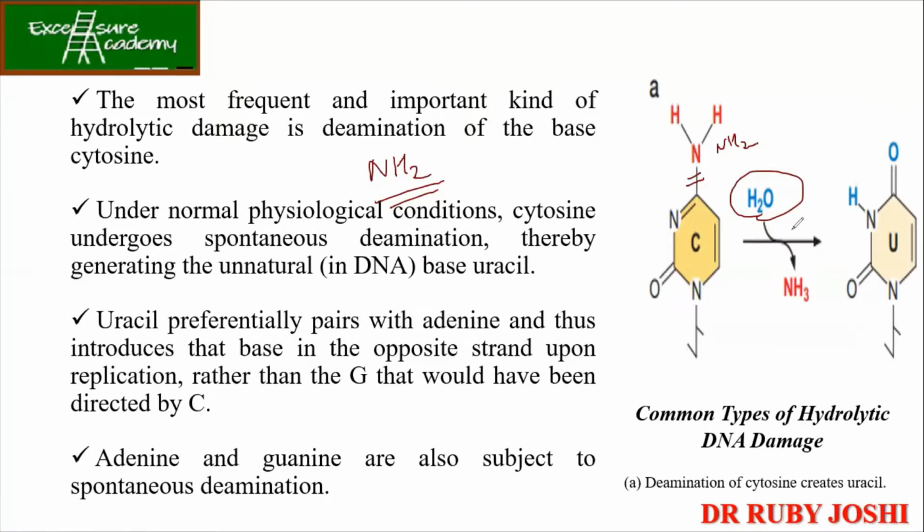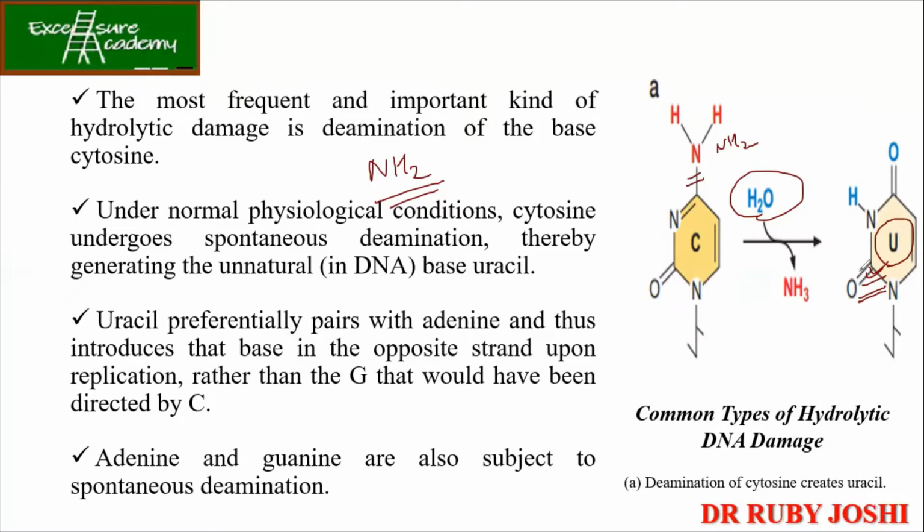Now what is happening? Suppose deamination of cytosine happens, then it gets converted into uracil. Why is uracil considered DNA damage, even though we know that uracil is actually a naturally occurring base? Yes, Shruti? Because it's not used in DNA, it's only used in RNA, so the structure will vary. Yes, so because of that, it is unnatural for uracil to be present in the DNA.